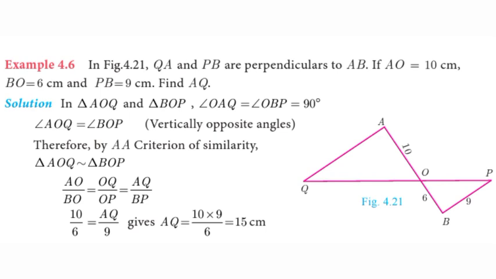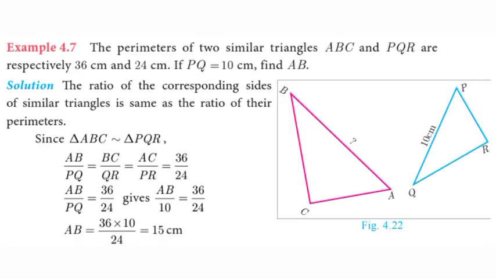BP value is 9. Simplify the value. AQ equals 10 into 9 divided by 6. Three 2s are 6, five 2s are 10, two 3s are 6, three 3s are 9, so 5 into 3 equals 15 centimeter. Therefore, side AQ equals 15 centimeter. Can you understand? Okay. Next, example 4.7.